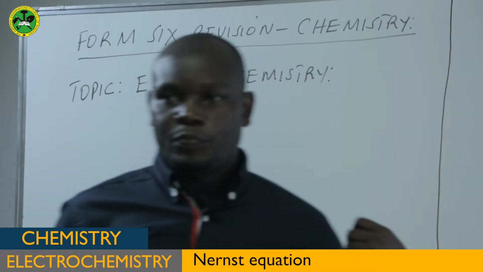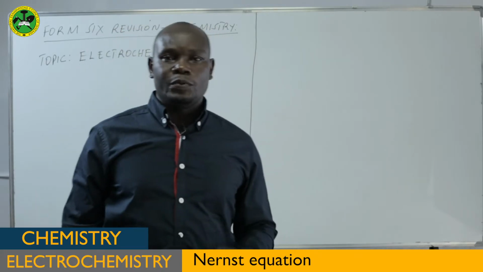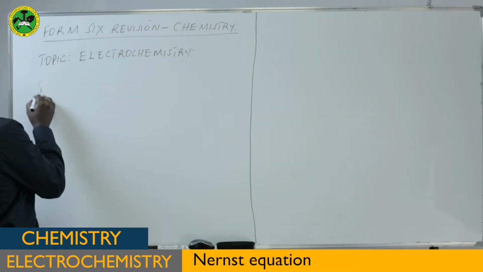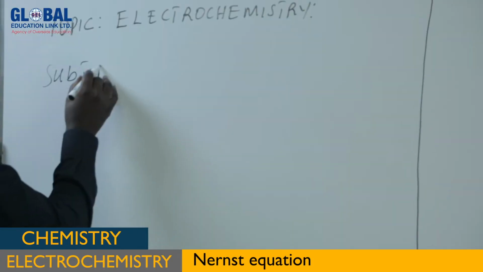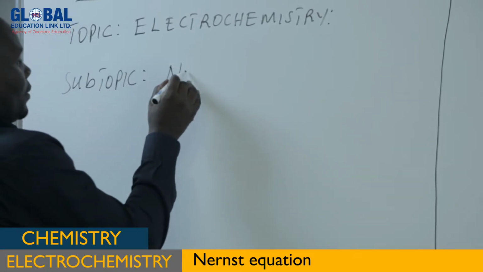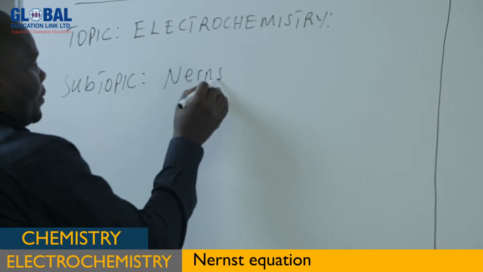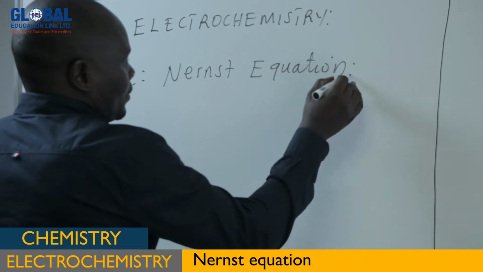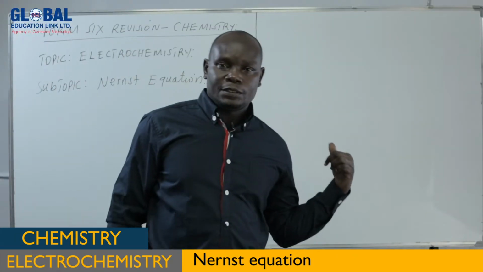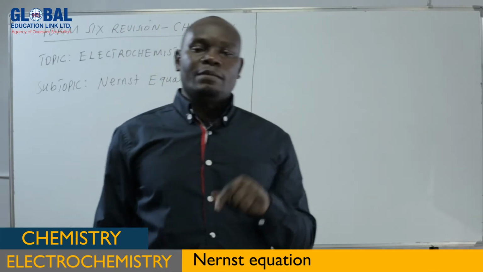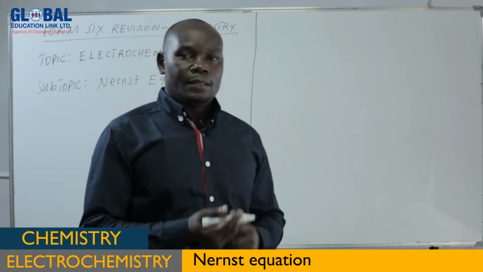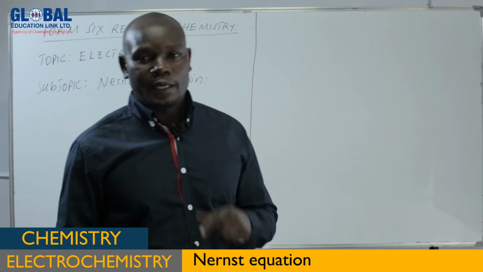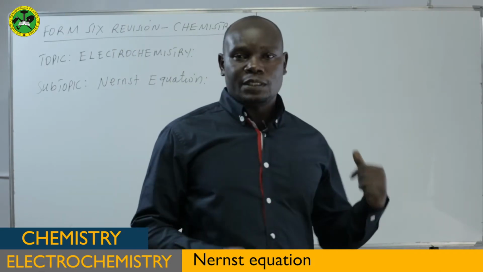And under this topic, we are going to consider a subtopic known as the Nernst equation. Therefore, at the end of this lesson, everyone, you will be able to determine the standard enthalpy of a cell by using the Nernst equation, as well as to determine the equilibrium constant of the redox reaction.